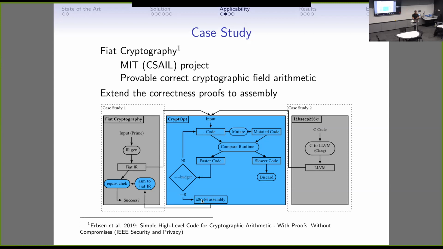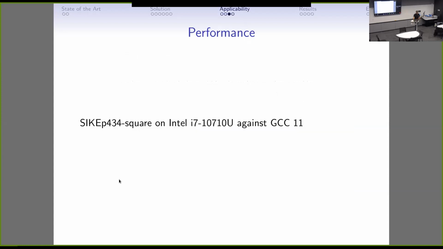Out comes our fast assembly, and then we feed that back into Fiat Cryptography, and there we have an assembly parser, and then we symbolically execute both these programs, and we check whether they are actually the same. And if yes, then we are provably correct on the assembly level. So there are 2 points to this. On the one hand, we have the performance, and on the other hand, we have the correctness.